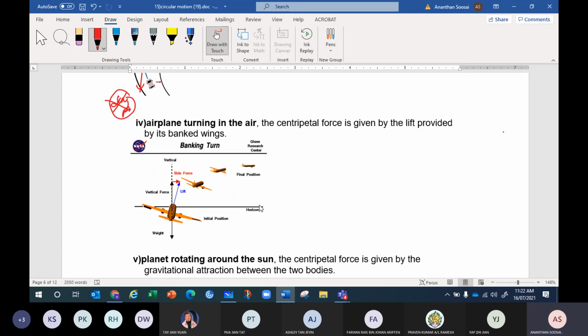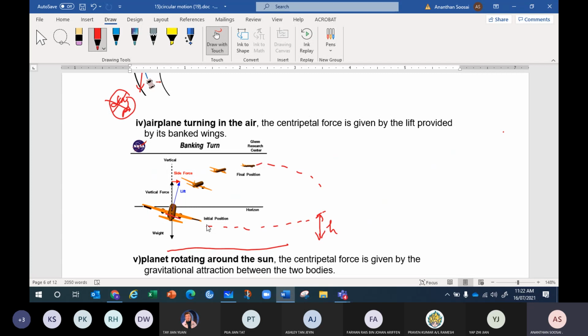The fifth example is a plane, an airplane turning in the air. The centripetal force is given by the lift provided by its banked wing. This is the description I give you. A plane makes a turn in the air at a constant height from the ground. Let's say this is the ground. It makes a turn in a circular path at a constant height from the ground. The height doesn't change.